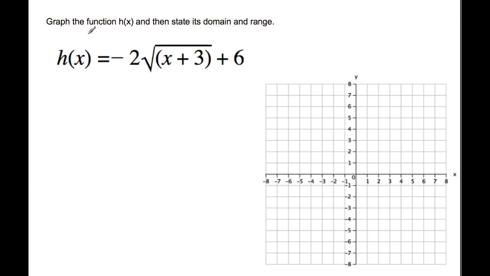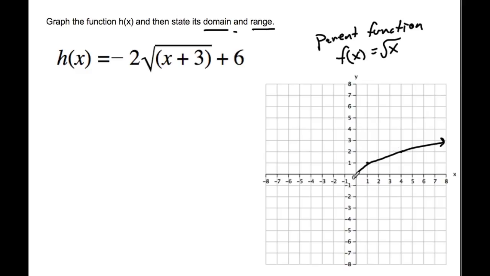This problem is saying graph the function h of x and then state its domain and range. First, let's establish the parent function and then graph the parent function just so we know where to start. So that's our parent function.